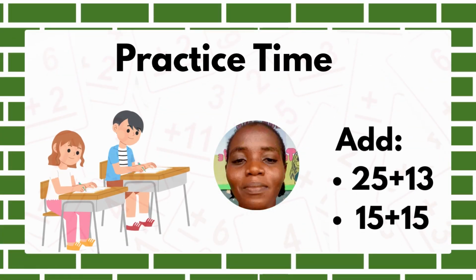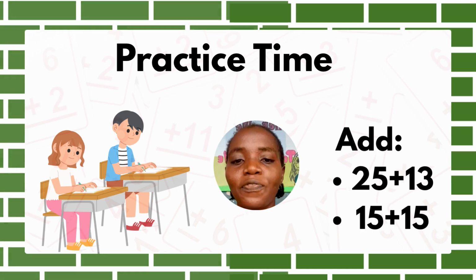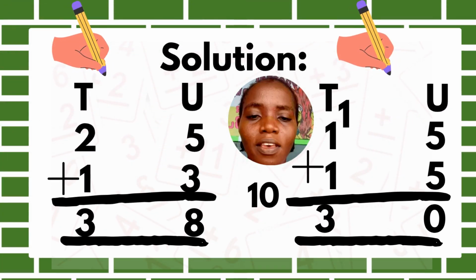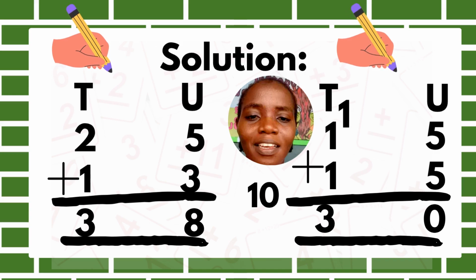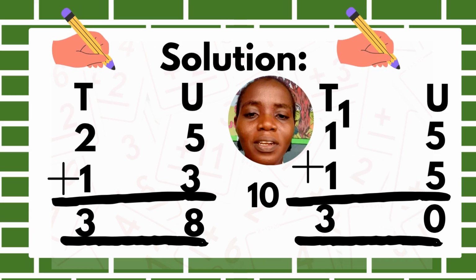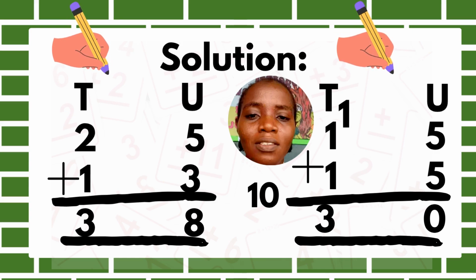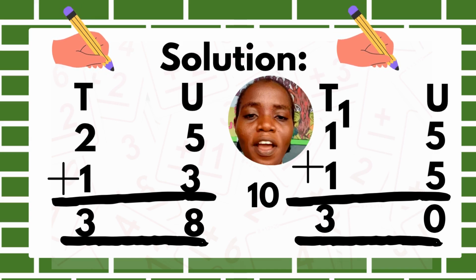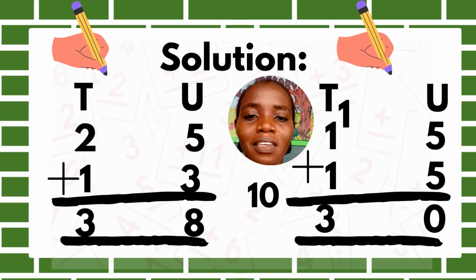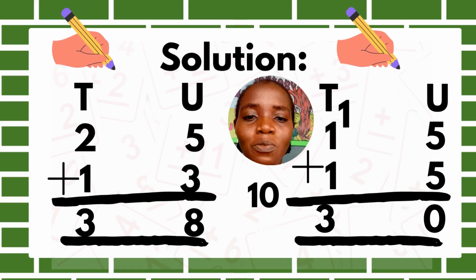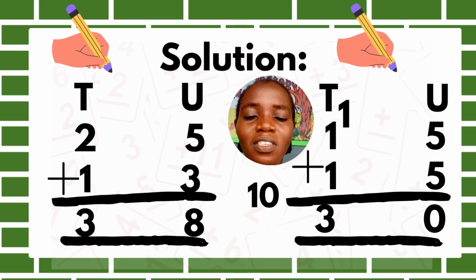Practice time. Can we add the following? Number 1, 25 plus 13. And number 2, 15 plus 15. Okay, to attempt that exercise, what we simply need to do is to arrange each number under tens and units. So, for the first one, we have 25 plus 13. 5 plus 3 equals 8, and 2 plus 1 equals 3. You can see that we don't have a two-digit number as an answer here. Therefore, the first one is addition of two-digit numbers without regrouping.